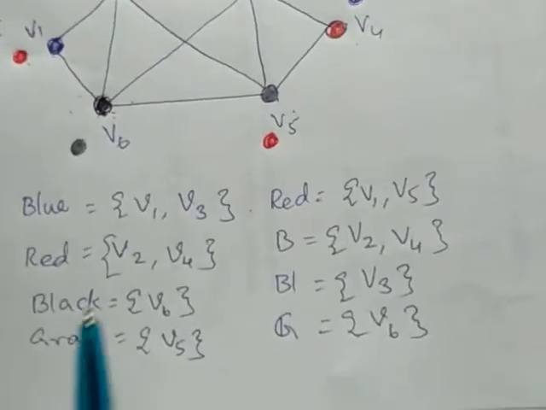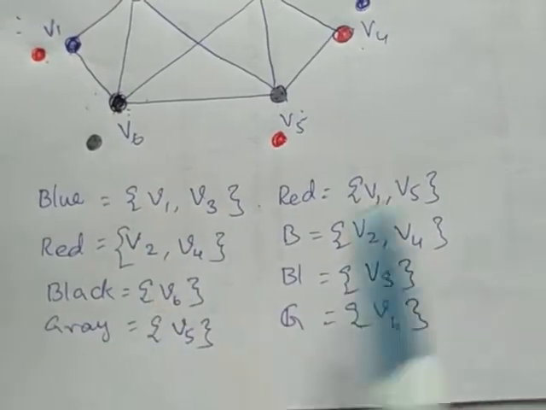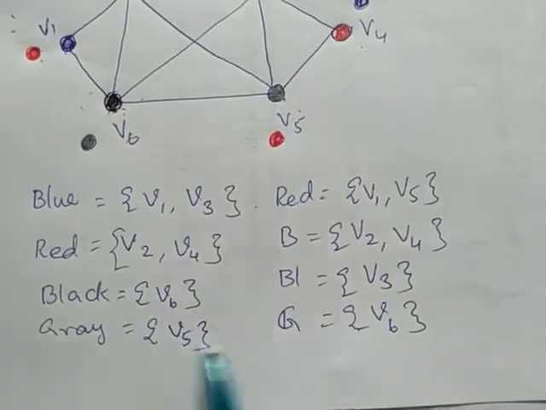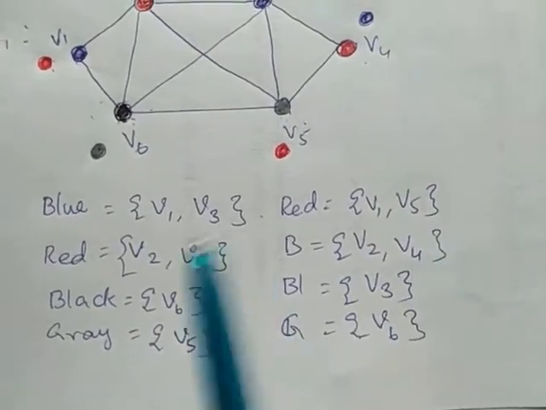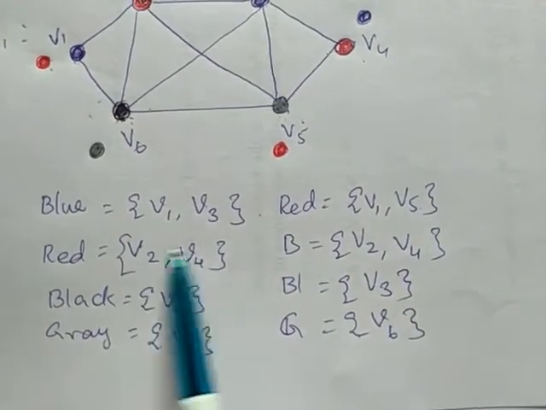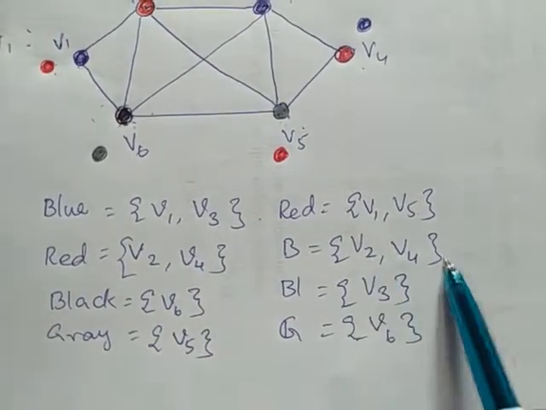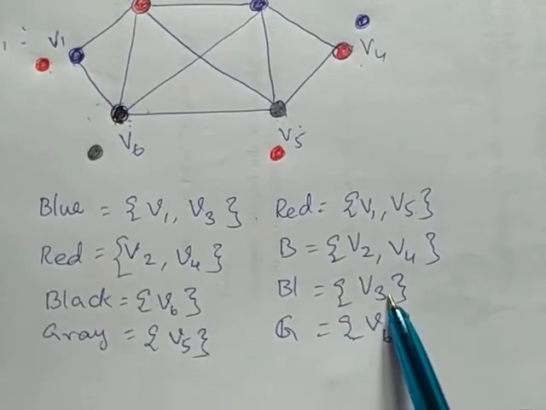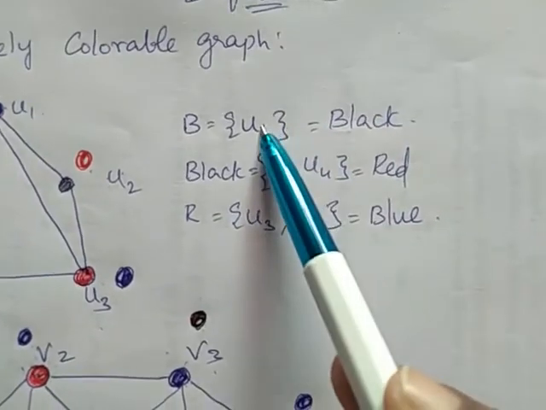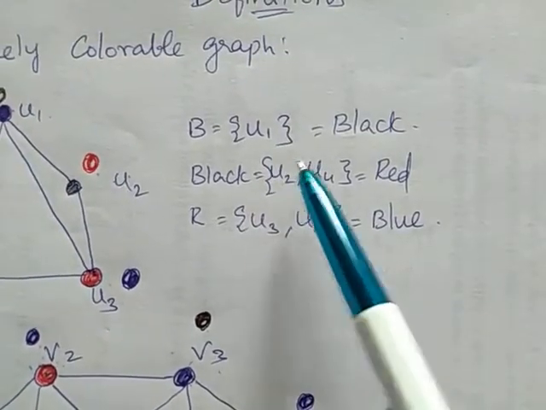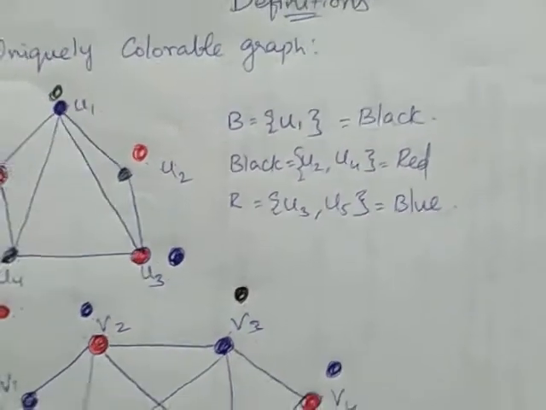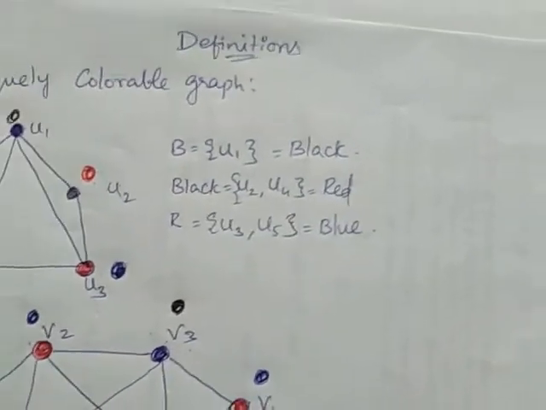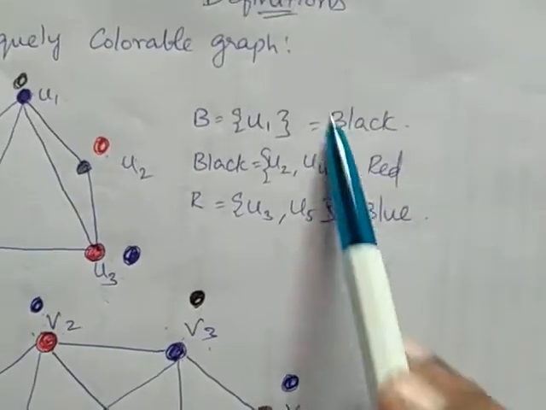See, when we compare these two, the sets are different now. Here V1 and V3, here it is V1 and V5. The vertices are changed. In this color V2, V4, here it is V2, V4. But here it is V6, here it is V3, V5, V6. But in the previous case, the elements or vertices in the sets remain the same, only the colors have changed. We can choose any color, but for the set of vertices, the colors remain changed.